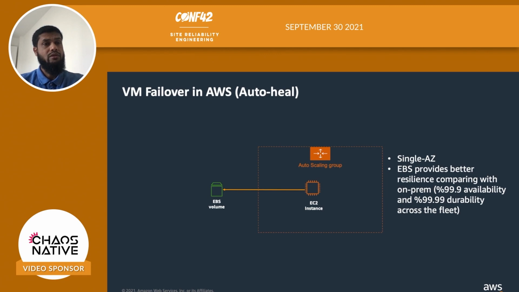How about if I bring it to AWS? We have a single AZ deployment. Basically, you have an AWS volume, that's where the EC2 instance is running, and you have an auto-scaling group. It can scale as the demand grows, and at the same time, you have auto-heal functionality within the VM. So if something goes wrong with the EC2 instance, it will self-heal the instance itself, or it will move within the AZ. If the instance goes down or the underlying host has a problem, the EC2 instance will move from one host to the other host, like you have vMotion on premises.